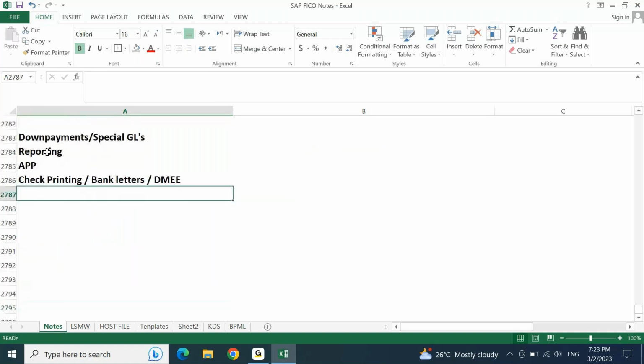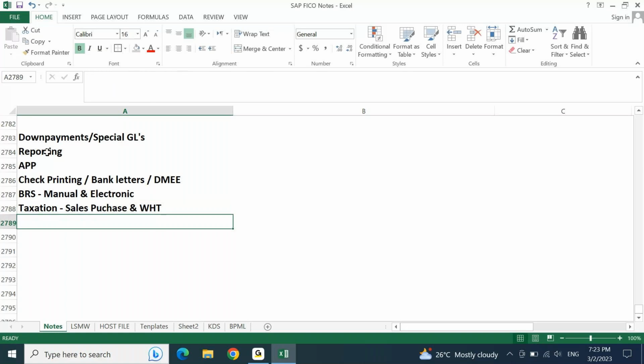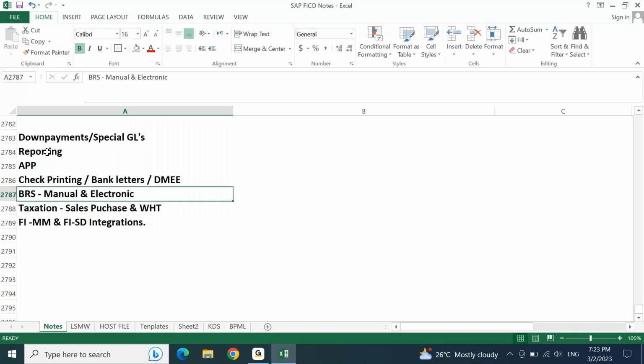Now you have to know BRS, both manual and electronic, and taxation, sales, purchase, and withholding tax, FIMM and FISD integrations. Now, whatever we are writing here, you do not even have to do the config on the system if you want to only clear the interview. If your intention is to clear your interview, no need of configuring this. If you know the concept properly, you can talk to anybody. I'll tell you why.